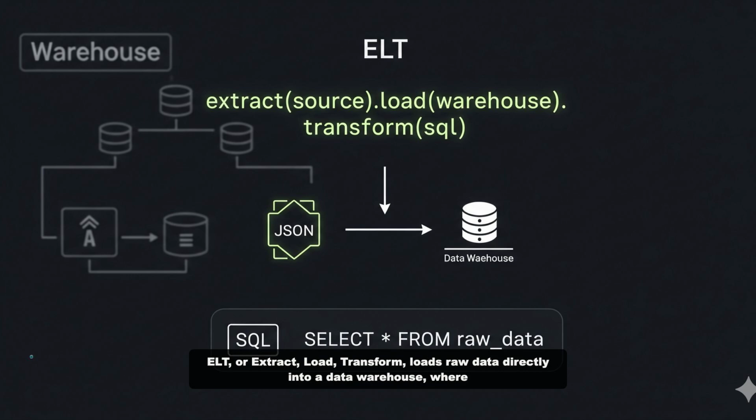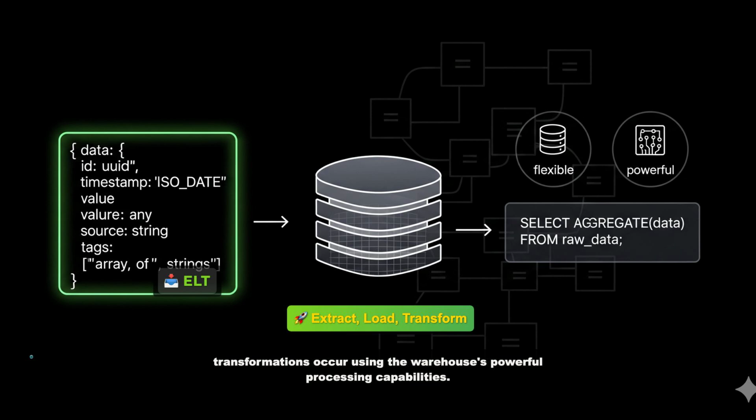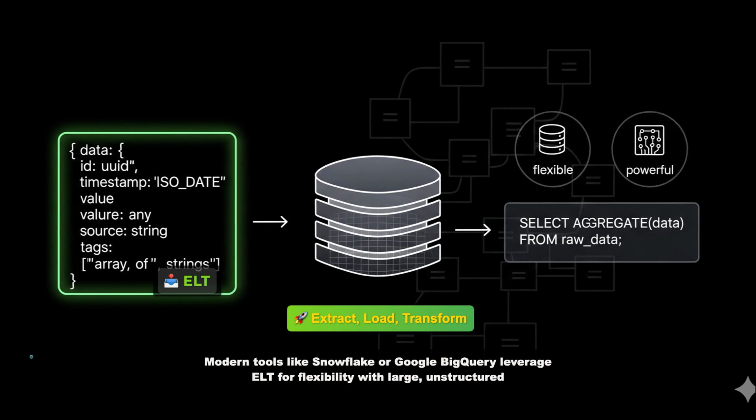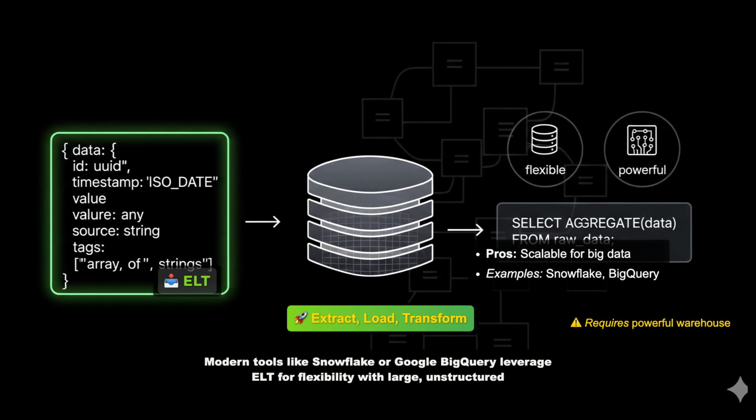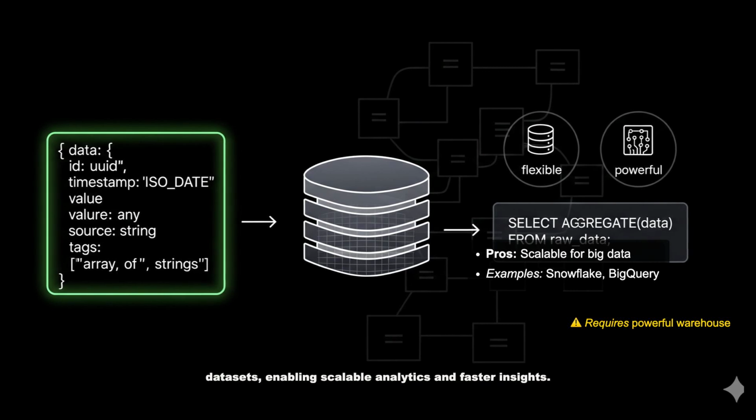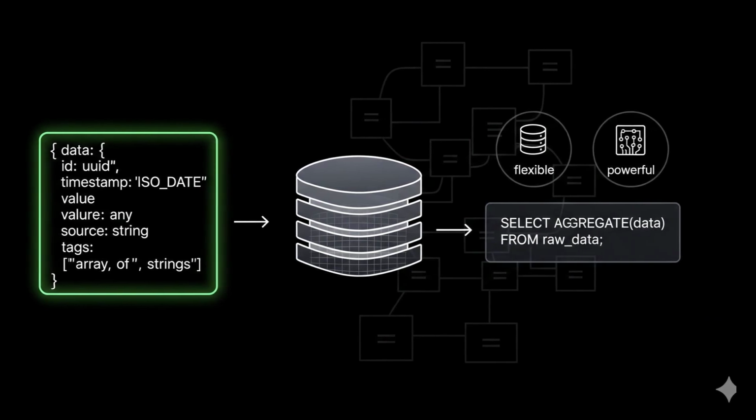ELT, or extract, load, transform, loads raw data directly into a data warehouse, where transformations occur using the warehouse's powerful processing capabilities. Modern tools like Snowflake or Google BigQuery leverage ELT for flexibility with large, unstructured datasets, enabling scalable analytics and faster insights.